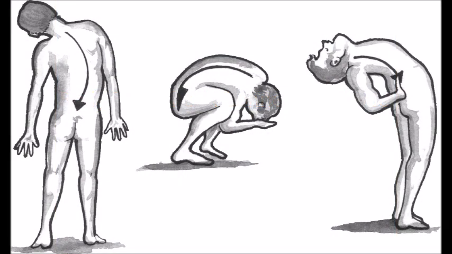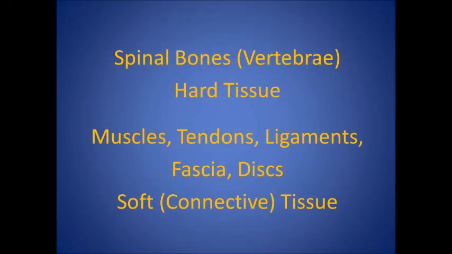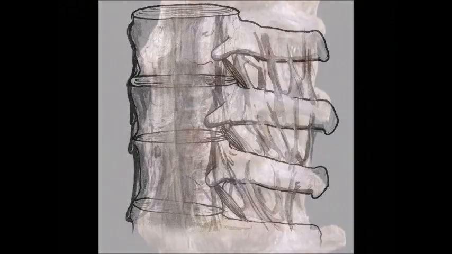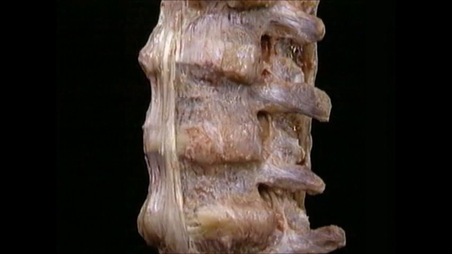When you side bend, flex forward, and extend backward, your spine changes shape to accommodate that movement. The spinal bones or vertebrae are hard tissue and don't change shape for movement. It is the connective soft tissues between the vertebrae, changing shape by lengthening or shortening, that allows your spine to move into different positions. These connective tissues are kind of shrink-wrapped onto the spinal column and both hold it together and allow it to move, as shown here on a drawing connecting these 3 vertebrae, and here on an actual specimen.